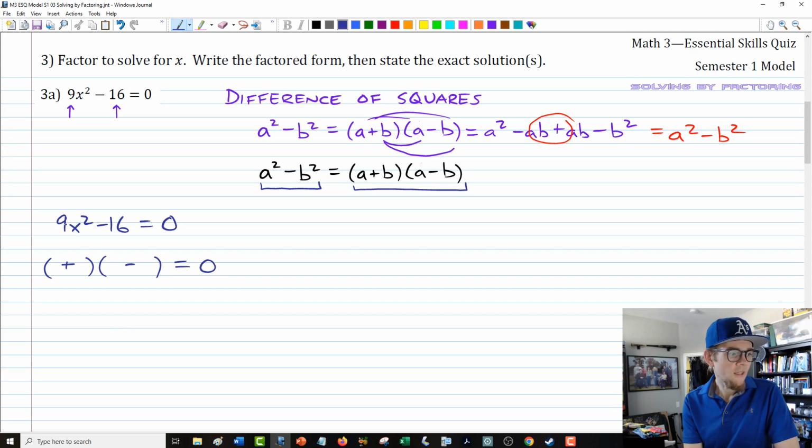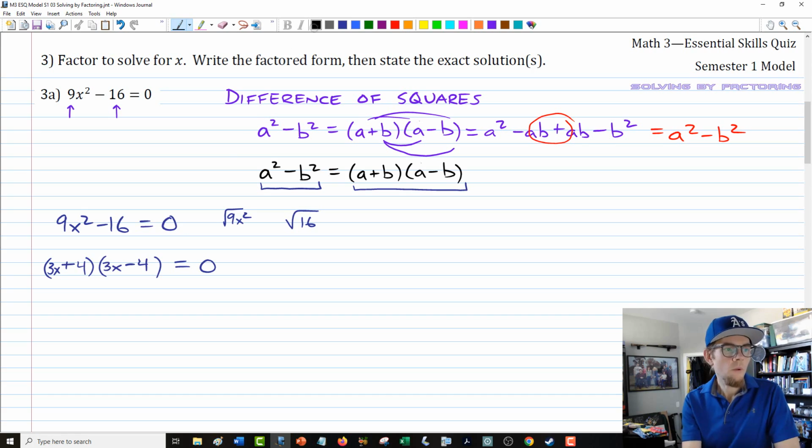And then from here we want to look at the 9x squared and 16 and think, well, what do you multiply by itself to get 9x squared? And what do you multiply by itself to get 16? I think both of those are pretty clear. I could also point out that some people think of this as, what's the square root of 9x squared? What's the square root of 16? The first one doesn't quite work the way you think it does, but the second one does, obviously. That's 4, and the other one leads you towards 3x. So with that said, this is going to factor into 3x plus 4, and 3x minus 4.